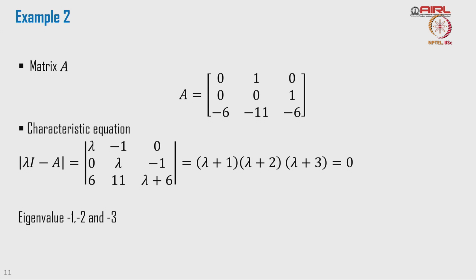Let us take another example. Consider this matrix A, a 3 by 3 matrix. If we compute lambda I minus A, we will get this form. The determinant of this would look like this. This is basically the characteristic equation of A.